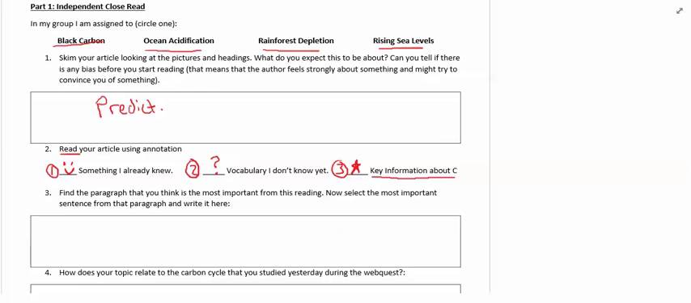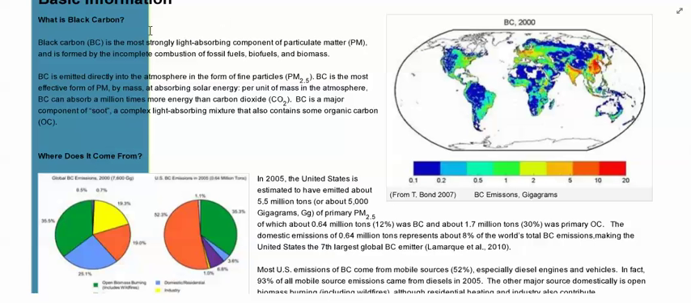This, if I can click over to it, is the article for black carbon, or the first page of that article.